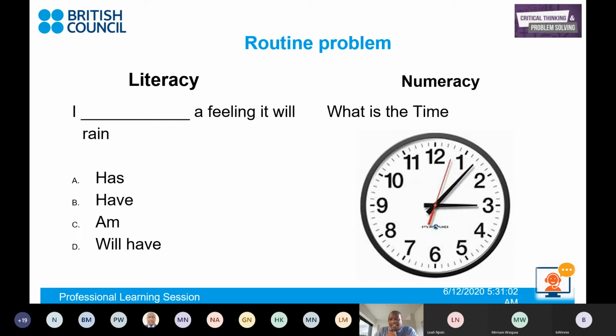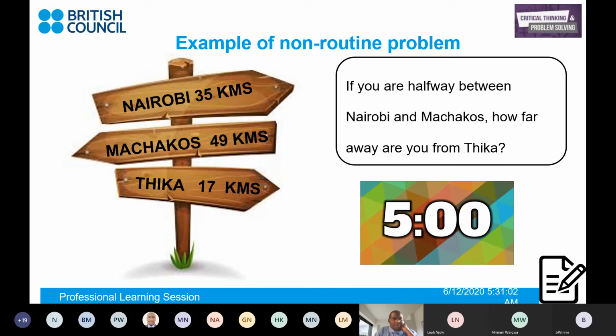So I want to give you another question, and I'll give you time to do it. Nairobi is 35 kilometers, Machakos is 49 kilometers, and Thika is 17 kilometers on those sides. My question is, if you're halfway between Nairobi and Machakos, how far are you from Thika? I'll give you 5 minutes to solve that question.